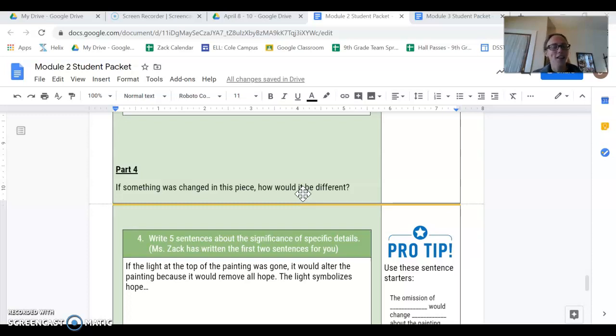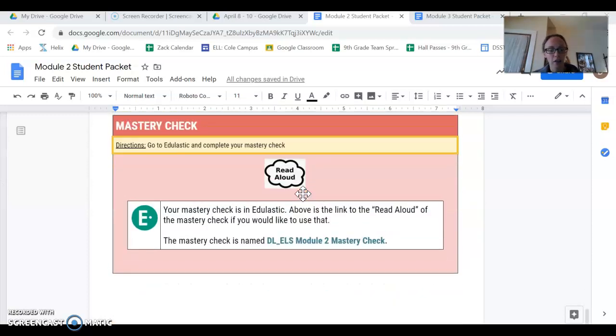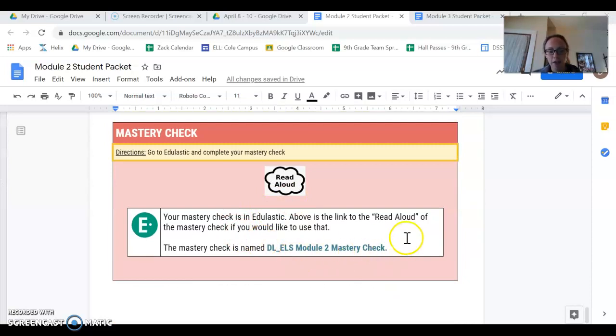Hopefully this will give you a lot of the answers for the mastery check today. So right now, go to Edulastic. Everything's linked down here on the bottom, and it tells you what mastery check to take.